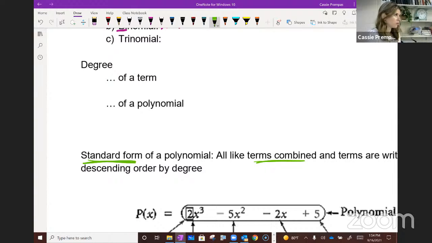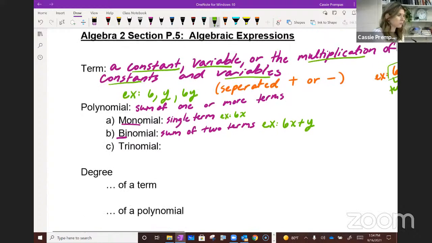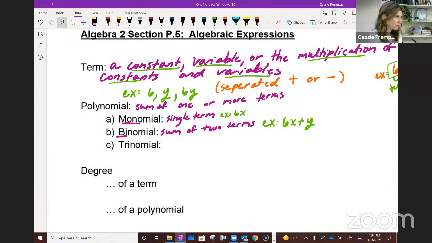What if it's like 6x plus x? Then that would turn into 7x, and that would be a monomial. So 6x on its own is a monomial? Yeah, good. A monomial is just a term.